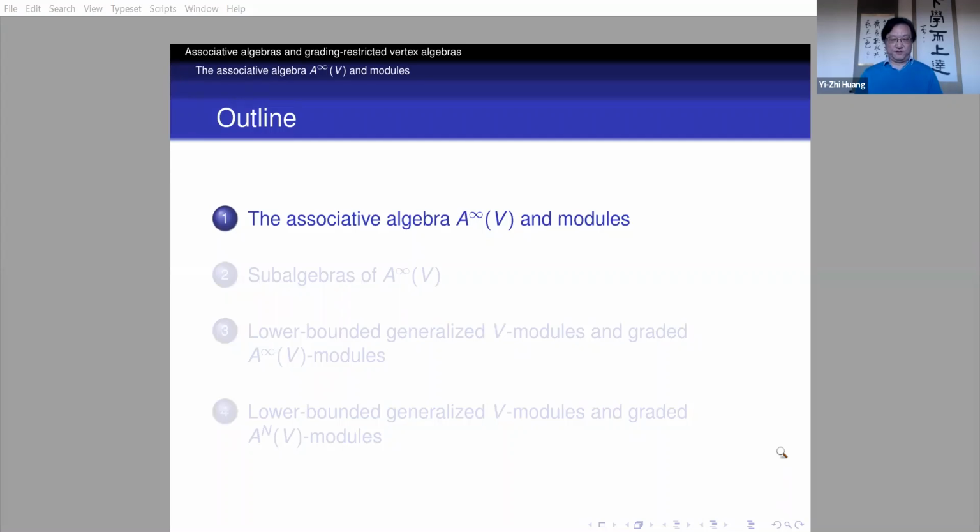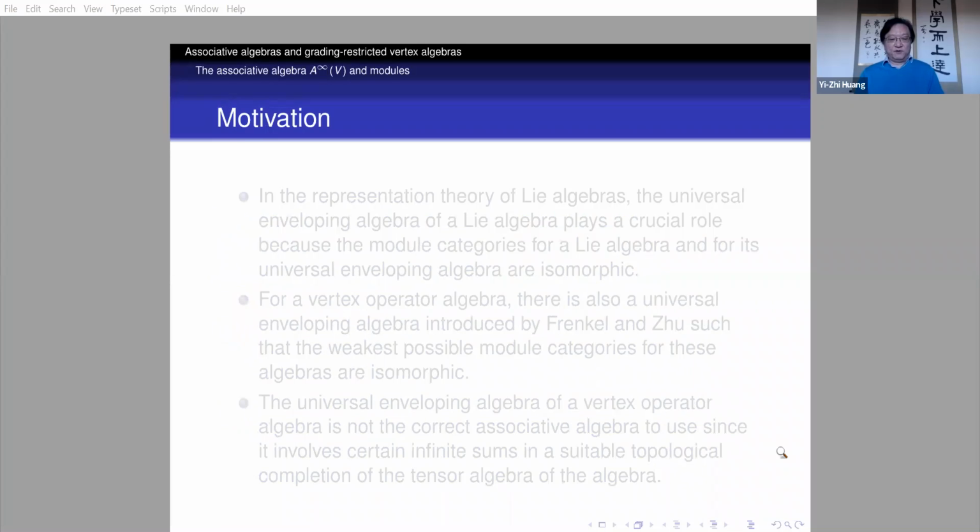So let me first introduce this algebra. But before I introduce the algebra, I do want to give some motivation. So the motivation is the following.